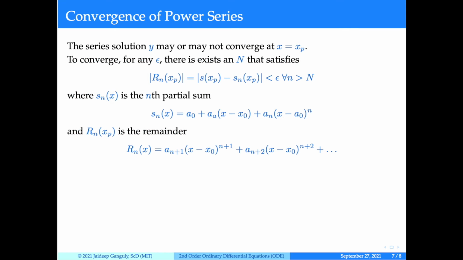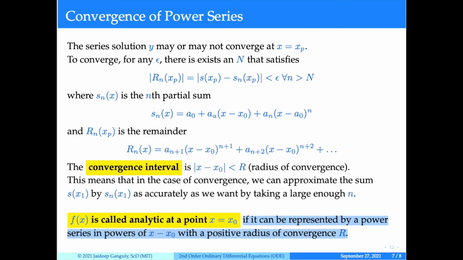To expand a function as a Taylor series, we need to ensure that it converges. For convergence, we can approximate the sum as accurately as we want by taking a large enough n. We now define an important term called analytic function. A function is called analytic at a point x0 if it can be represented by a power series in powers of x minus x0 with a positive radius of convergence, r.